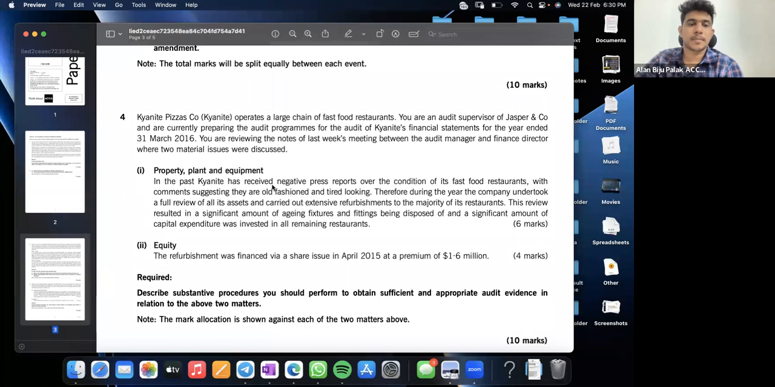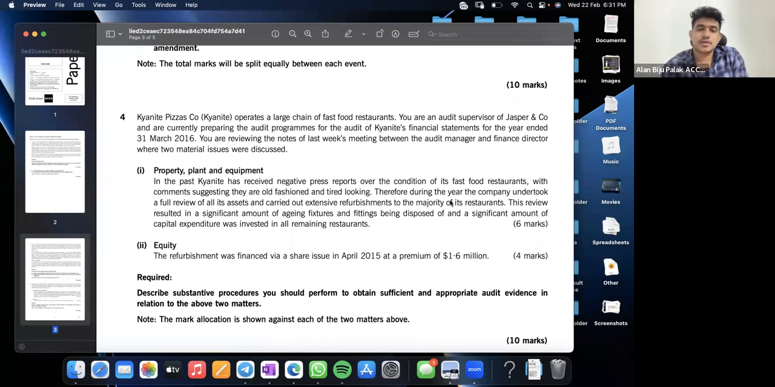Yes, sir. Okay. So, in the past, K company has received negative press reports over the condition of its fast food restaurants, with comments suggesting that they are old-fashioned and tired-looking. Therefore, during the year, the company undertook a full review of its assets and carried out extensive refurbishment to the majority of its restaurants. This review resulted in a significant amount of aging fixtures and fittings being disposed of, and a significant amount of capital expenditure was invested in all remaining restaurants. They have asked us for 6 marks.